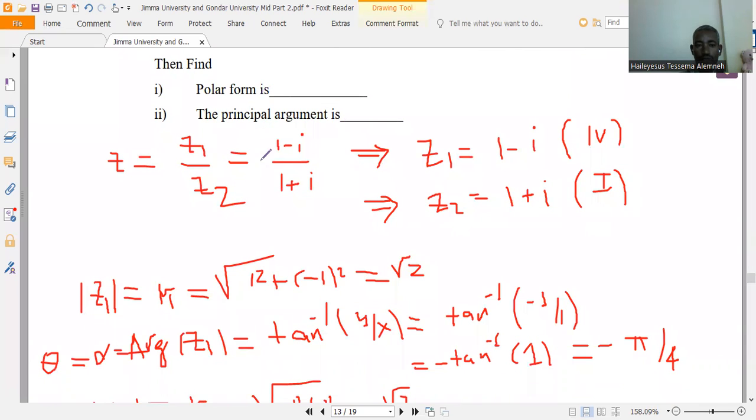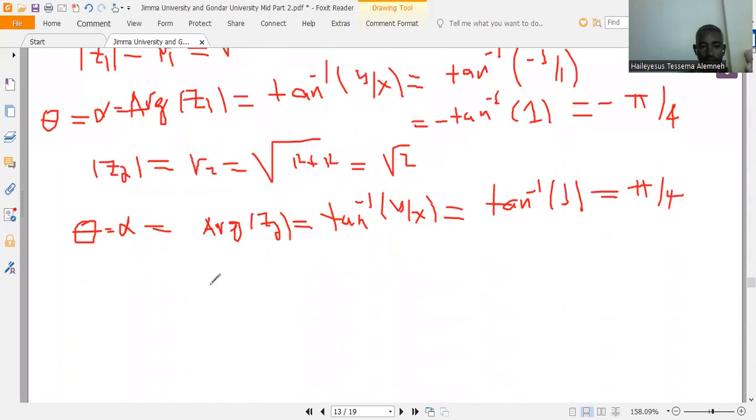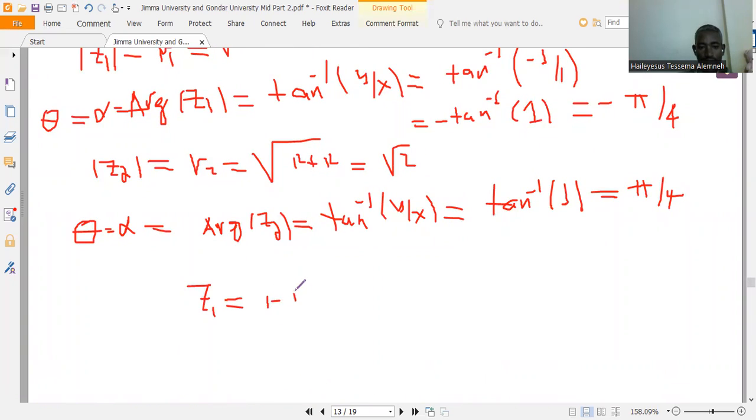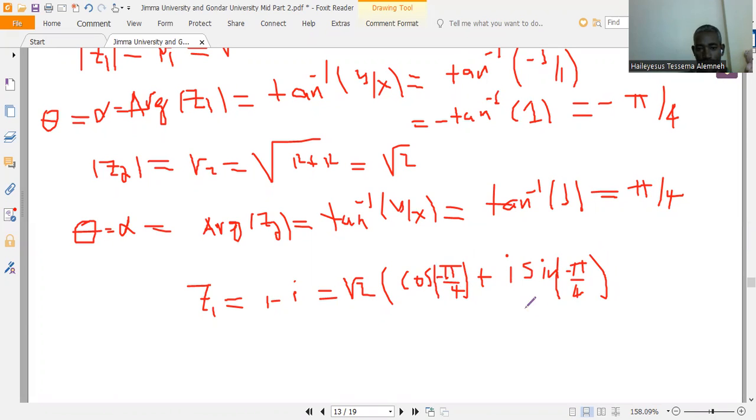Now let's represent the polar form of z1 and z2. z1, which is equal to 1 minus I. In polar, it is the square root of 2 times cos pi over 4 plus I sine pi over 4. Here there is a minus sign, so it is cos minus pi over 4 plus I sine minus pi over 4.